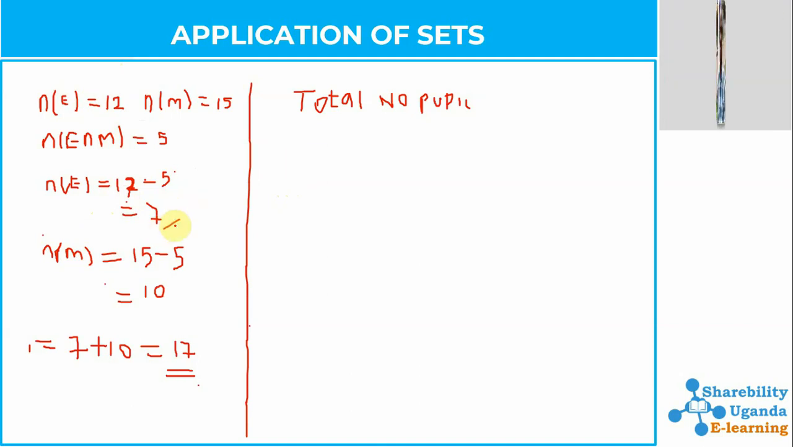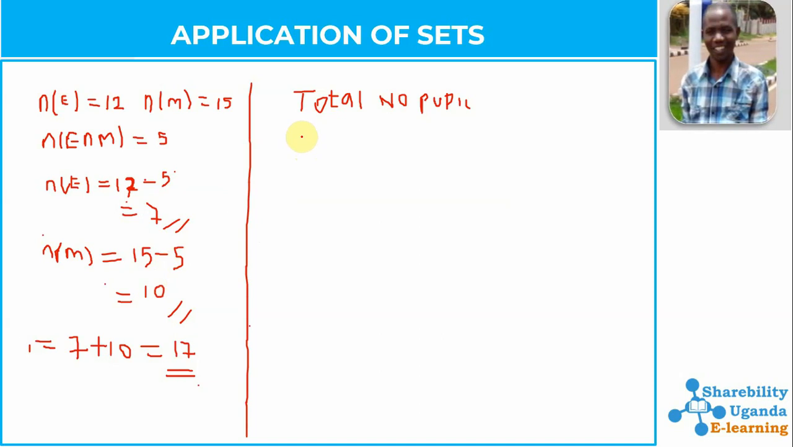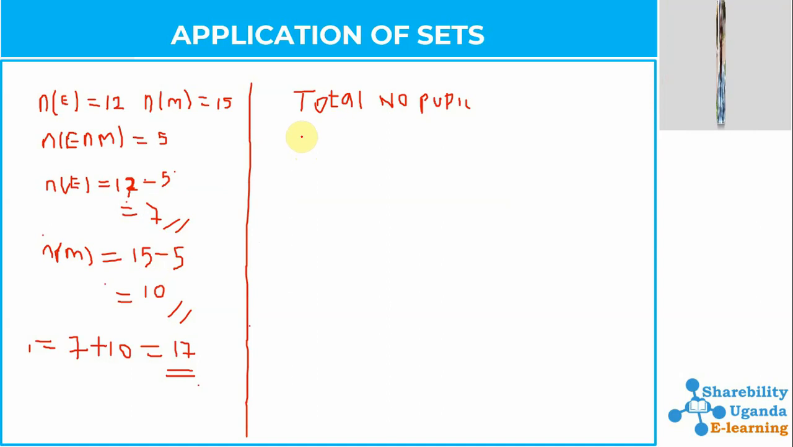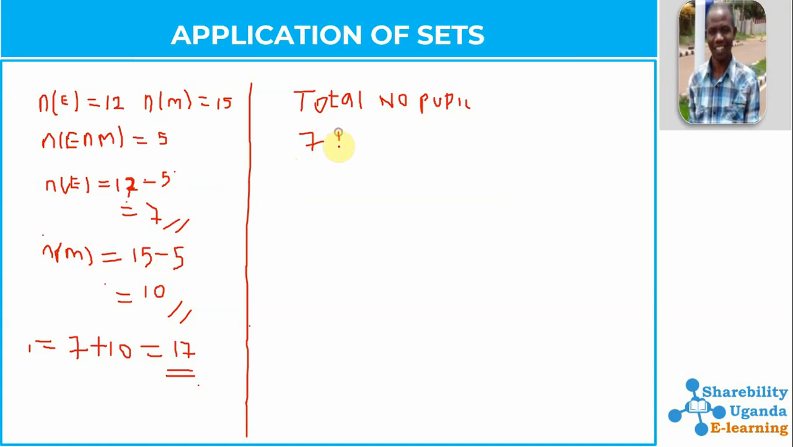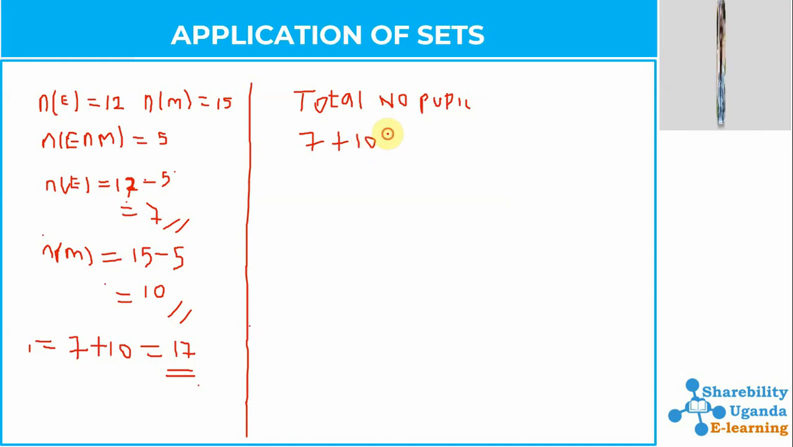Then for us to get those people who are only doing only one subject, we are able to get them. They are here. Only one subject. So that means we shall now be able to get the summation of those pupils who are doing only one subject. That is going to be the 17, and also we add those pupils who are doing both subjects. So we get our 7 for those who are doing only English, and our 10 for those who are only doing mathematics.